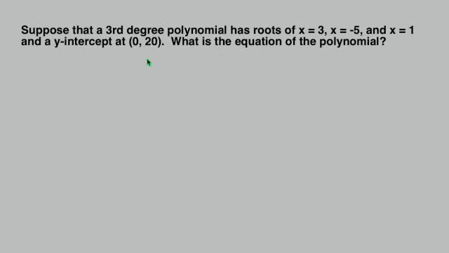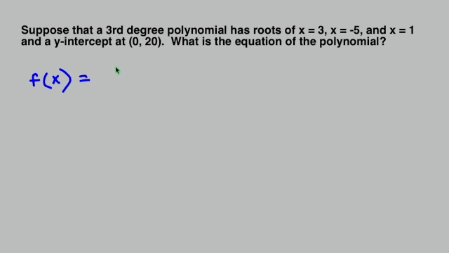The question we're going to be looking at now is, we have this third degree polynomial, and all that means is our highest power is going to be 3. It has 3 real roots at 3, negative 5, and 1, and it has a y-intercept at 0, 20, and we're going to come up with the equation. First of all, if we know what the roots are, we can start writing our equation right off the bat.